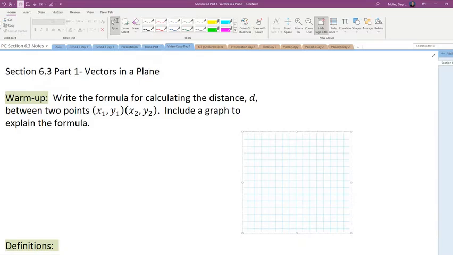All right, in this video, we're going to be talking about section 6.3, which is about vectors in a plane. So before we get into what vectors are, let's take a few minutes and remind ourselves what the distance formula is between 2 points.